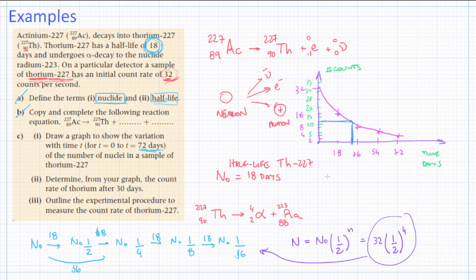If we were asked to calculate, we could use exactly this same rule here. So n0 half over n. But in this case, what's our n going to be? Our n is going to be different. It's not 4 anymore, because we're not going through 4 half-lives.